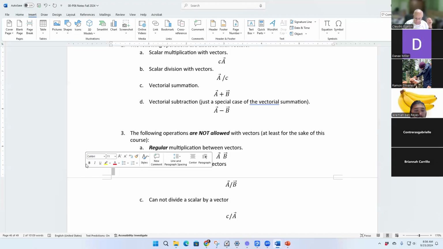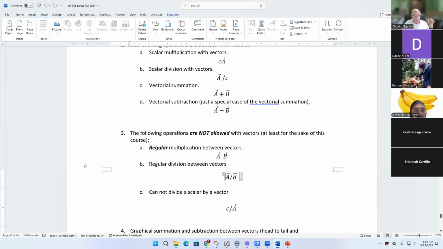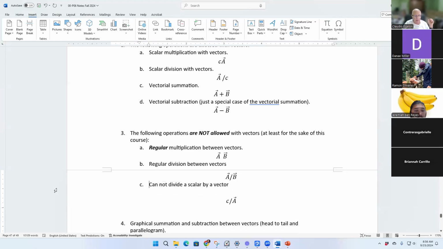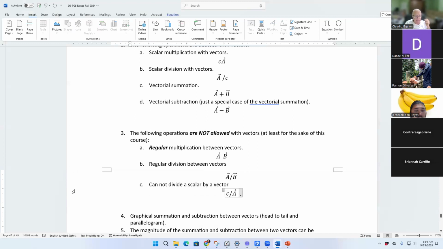You cannot divide one vector by another. You cannot divide a scalar by a vector. But you can divide a vector by a scalar. You can do the opposite. You can do this one, but you cannot do this one right here. You cannot commute.